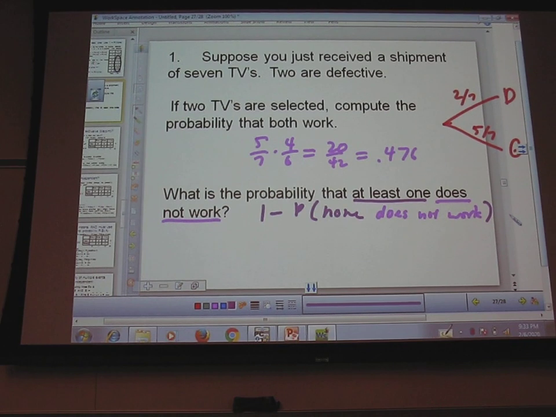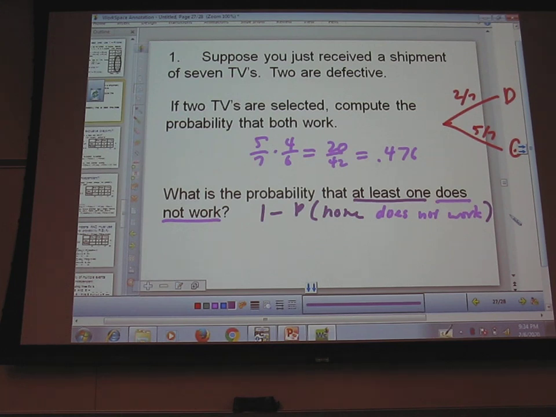None don't work. So none are broken. None are broken. Oh, they're all good. Right, but you have to go through that whole thing and think through it. So none don't work means that none are broken, all are good. Make sense?